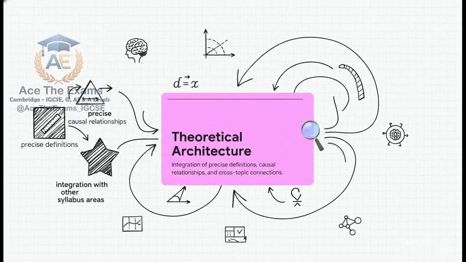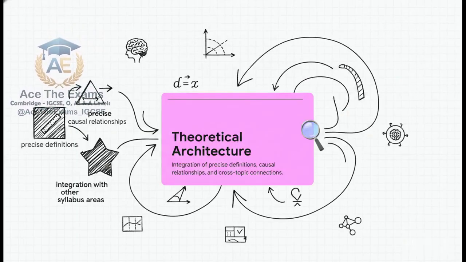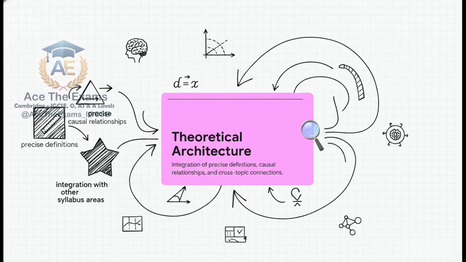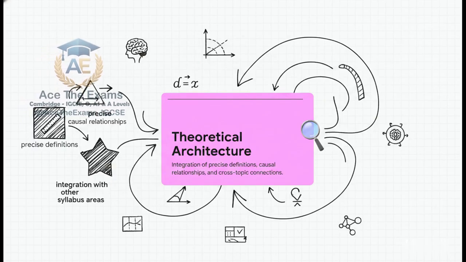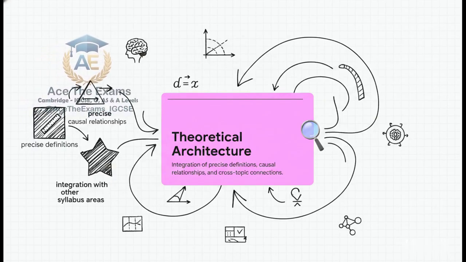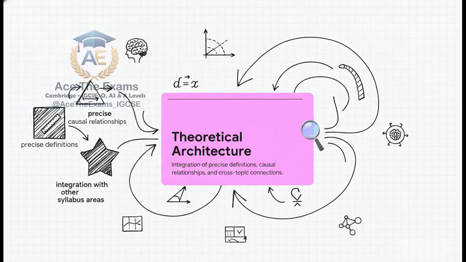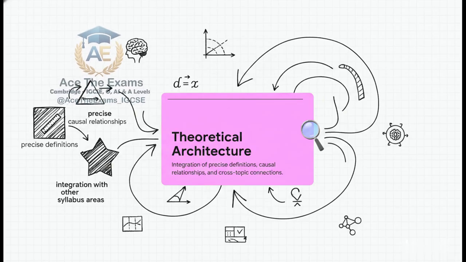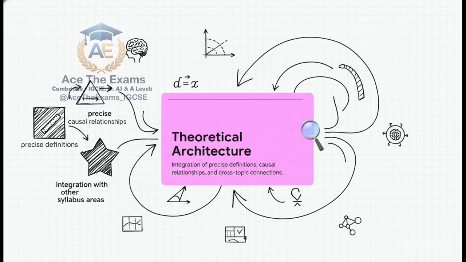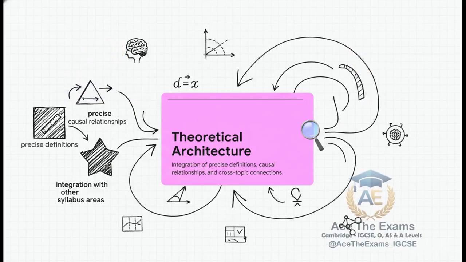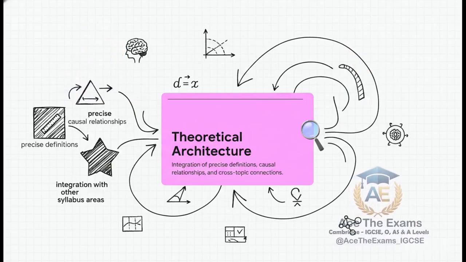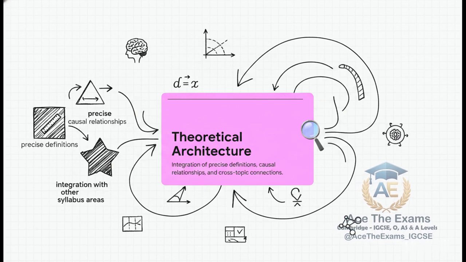Cambridge's theoretical architecture rests on 3 main pillars: precise definitions, causal relationships, and integration with other syllabus areas. And here is a huge tip. The principal examiner reports explicitly highlight that candidates who reference cross-topic connections achieve significantly higher marks. It is all about showing the examiner that you see the whole mathematical landscape, right? Not just a single isolated algebra problem sitting on a page.